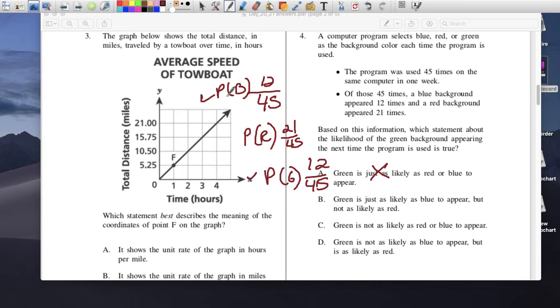Yes, green and blue showed the same amount, but not as likely as red. Good, because red, as I said before, had a greater chance. So B seems okay right now. Green is not as likely as red or blue to appear.